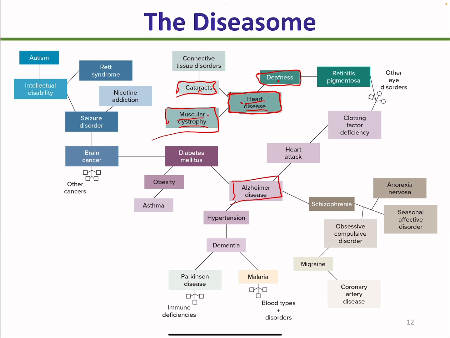Alzheimer disease, there are some genes that are found in Alzheimer disease that has been associated with heart attack, with diabetes, with schizophrenia, with hypertension. And so you can do the same thing with many other diseases, right? To actually come up with a diseasome.